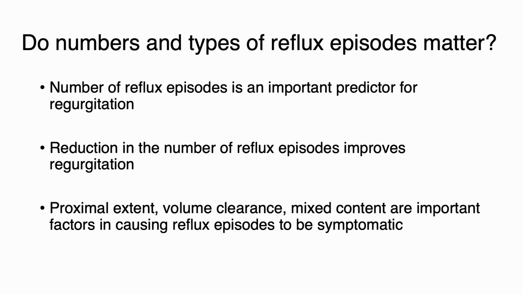Whether these characteristics really matter or not will need to be answered by studies addressing the question whether changing or reducing the proximal extent, reducing volume clearance, or eliminating the gas out of reflux episodes can really contribute to the symptom control, in particular now in this group of patients who have borderline evidence of reflux disease. These are patients with Los Angeles class A and maybe abnormal acid exposure in one but not all days of PPI therapy.